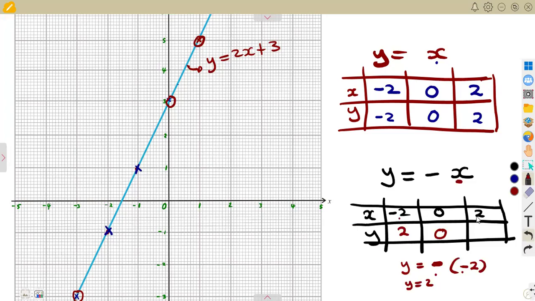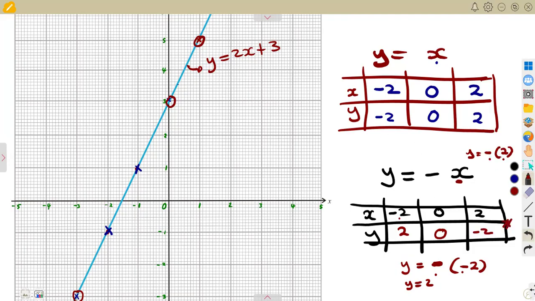You insert 2 in place of x. So y is equal to minus, which is already in the formula, but x is 2. So minus times 2 becomes minus 2. So be careful when it is of this nature.